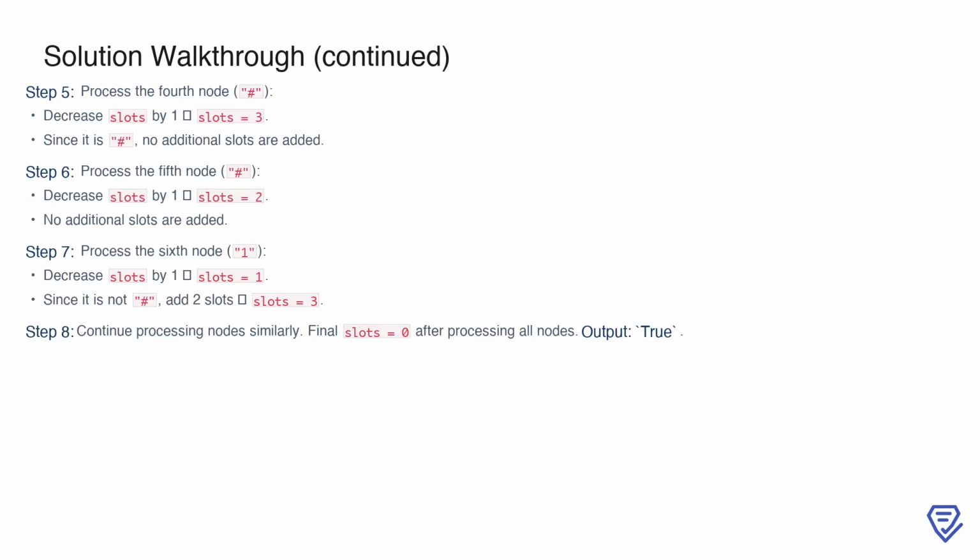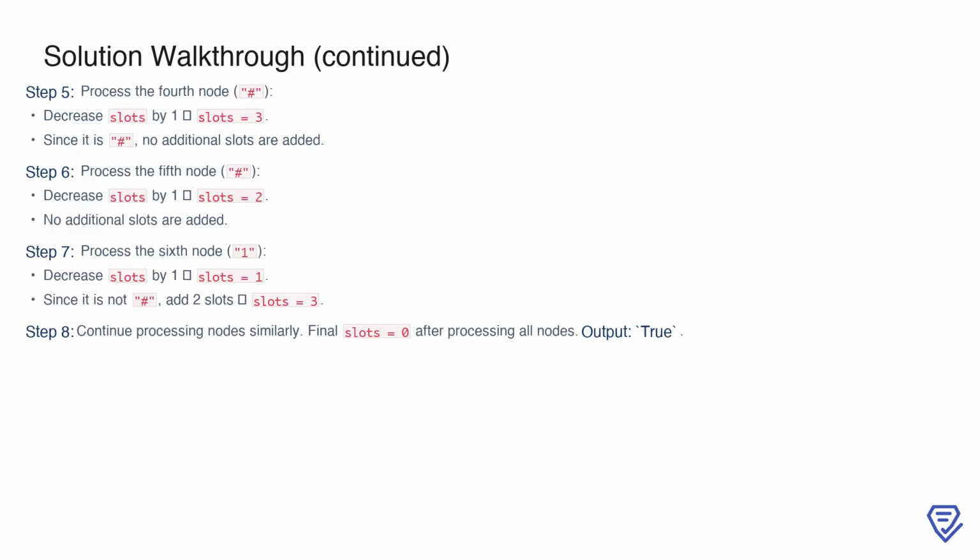Next, we process the fourth node, which is #. The null marker consumes 1 slot, reducing the available slots to 3. Since it does not represent a valid node, no new slots are added. Similarly, the fifth node is also #, consuming 1 more slot and leaving us with 2 slots. Again, no additional slots are added.